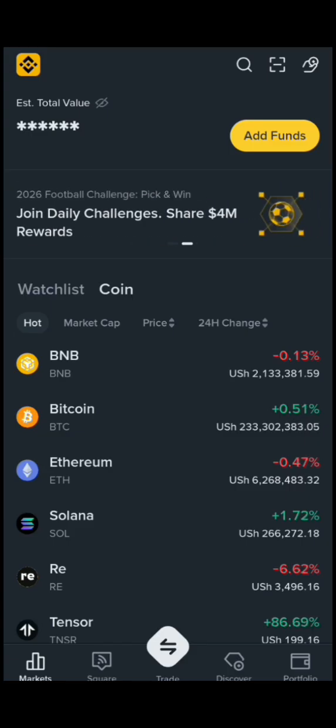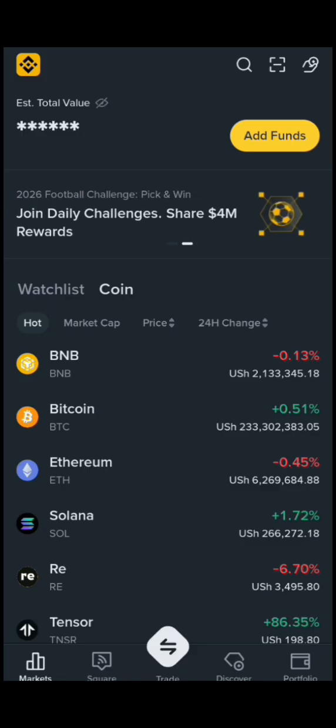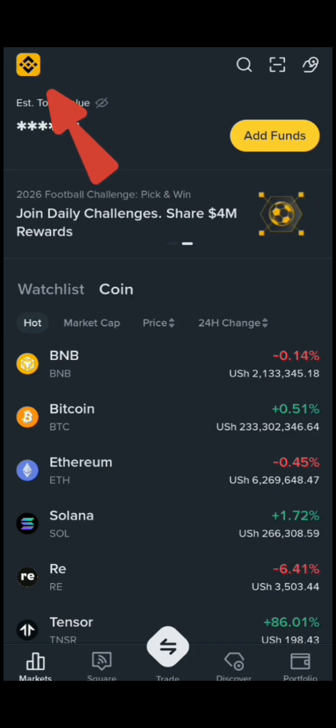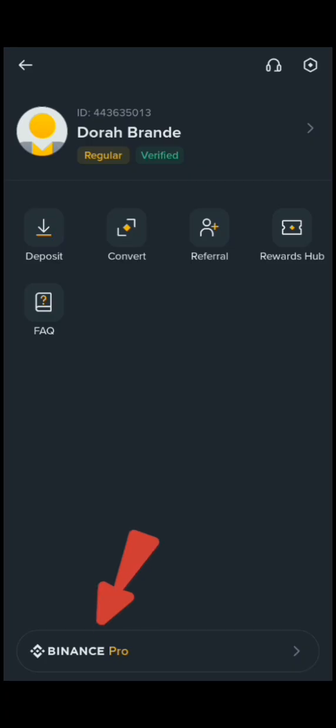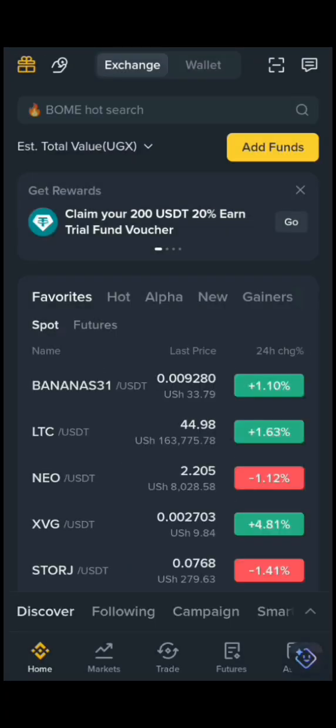Now, log into your Binance account, and right here, if you are on the Binance Lite page, make sure that you switch to Binance Pro. And how to do that? You press right here on the corner and then press on Binance Pro right here. That is how to switch to the Binance Pro.